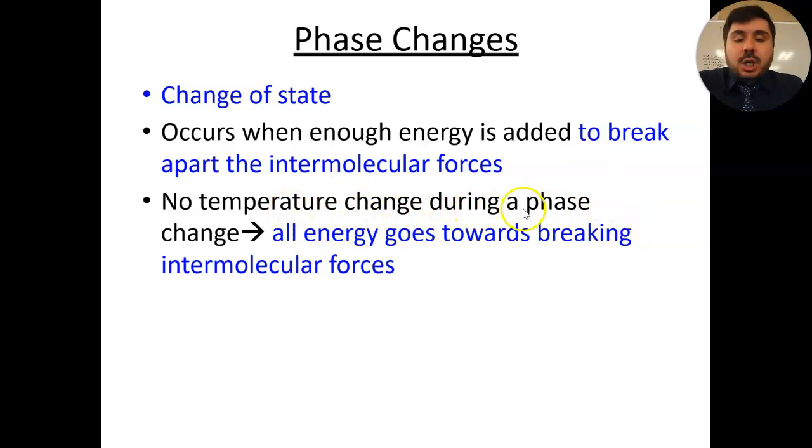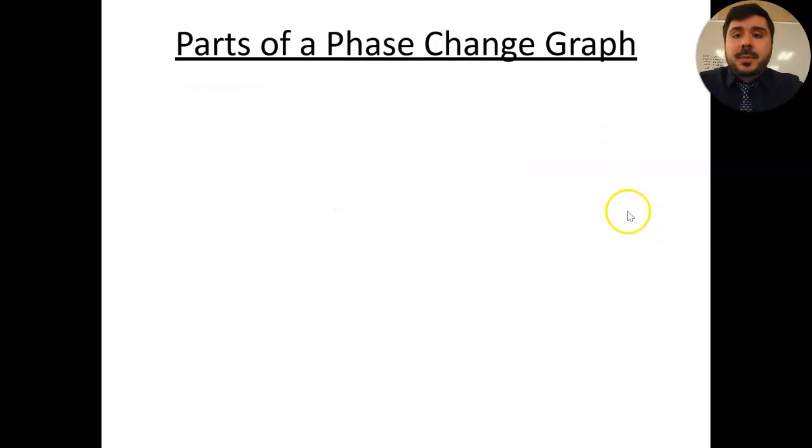Again, no temperature change occurs during a phase change, however, right? It might seem like that's not the case, but I'll show you shortly why that is actually the case. All energy actually goes towards breaking those intermolecular forces, right? And when I'm using that word energy, it ends up being heat energy in this case, oftentimes. But again, all that heat that goes towards melting that ice actually doesn't change the temperature. All it does is break those intermolecular forces.